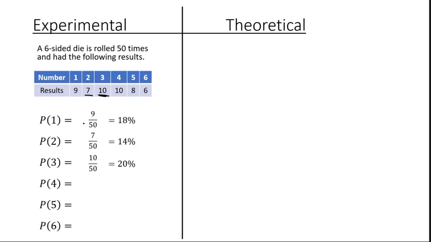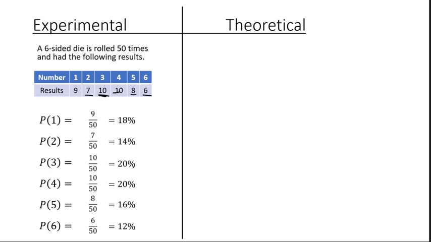And then same thing for 4. The 4 was rolled 10 times as well. So we take 10 divided by 50 again, that gives you 20%. And then for the 5, we do 8 divided by 50, and that gives you 16%. And for the 6, that was landed on 6 times, so we take 6 divided by 50, which gives you 12%. So the experimental probabilities of rolling a 1, 2, 3, 4, 5, and 6 are listed out right here.